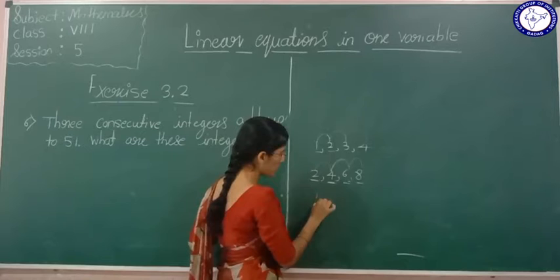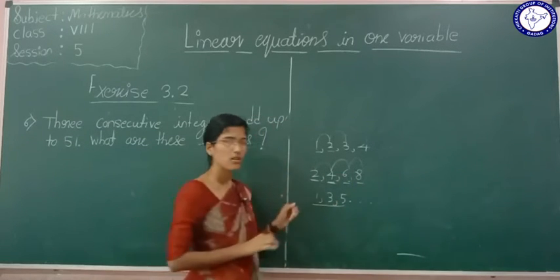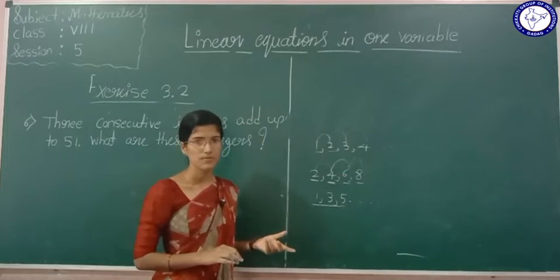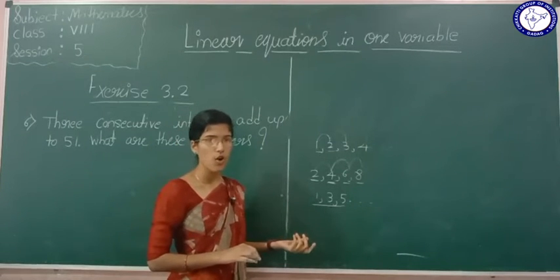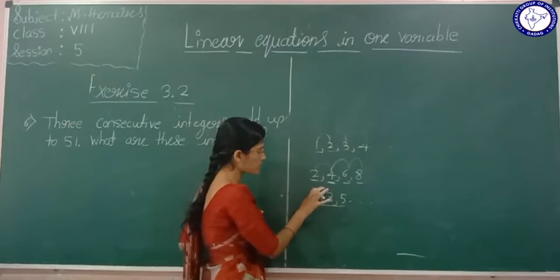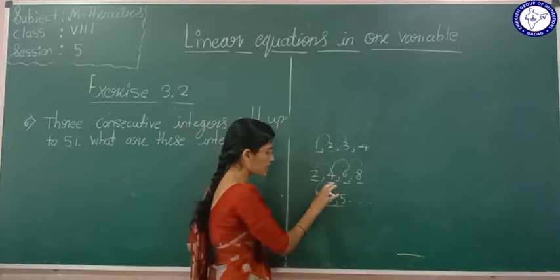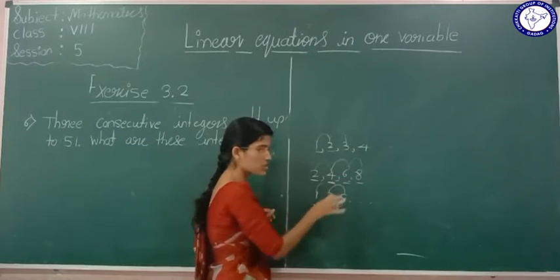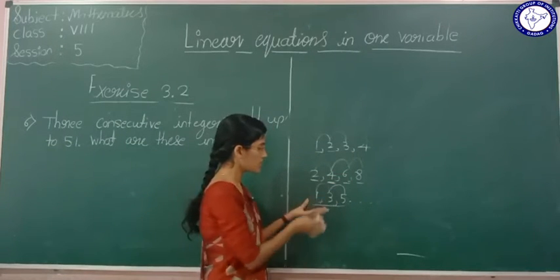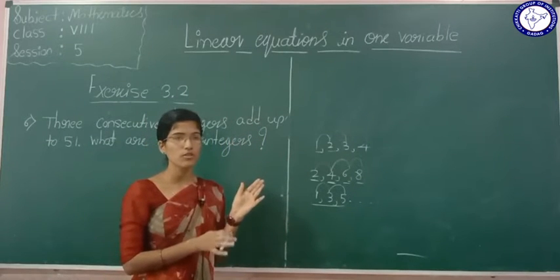Yes? Now see 1 3 5. These are the 3 consecutive odd numbers. See, 1 is an odd number. Yes? After 1, the next odd number is 3 only, no? After 3, the next odd number is 5. Okay? This is nothing but consecutive. Consecutive means it will follow a pattern.